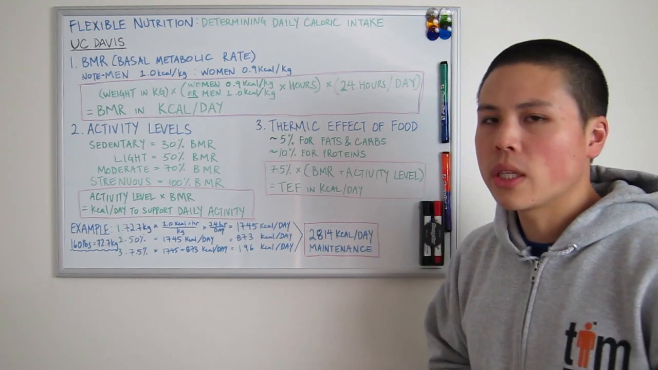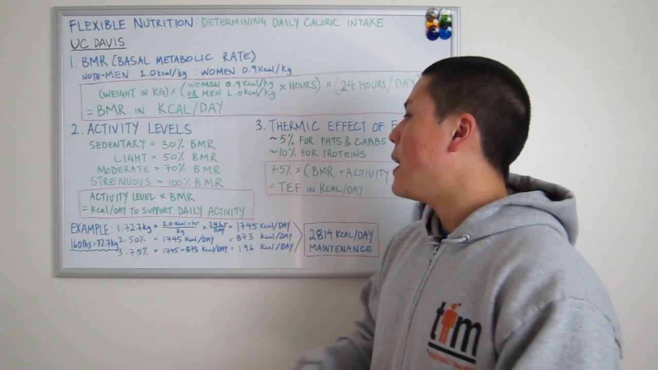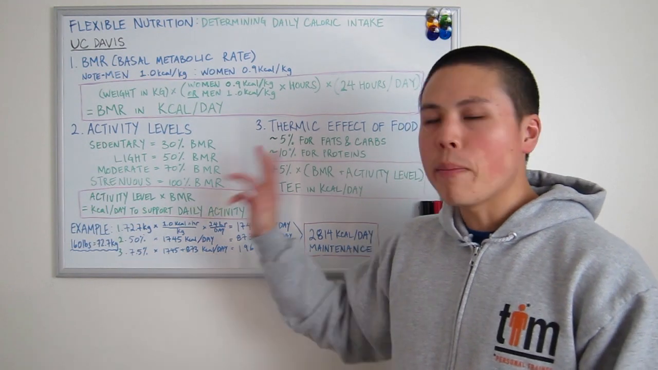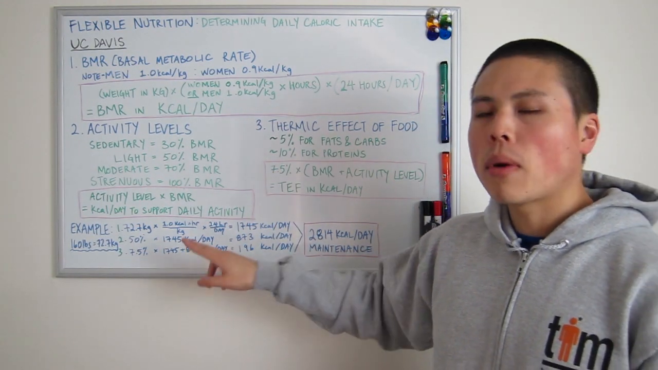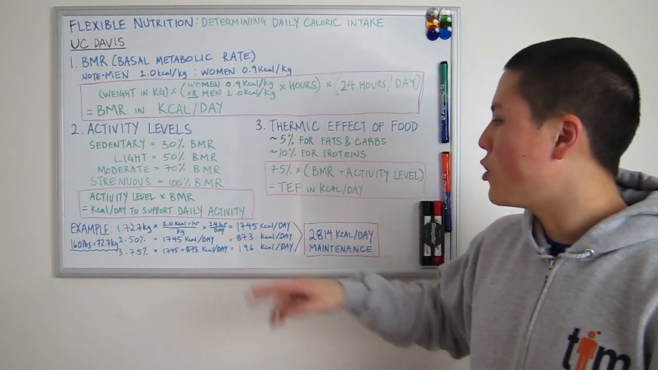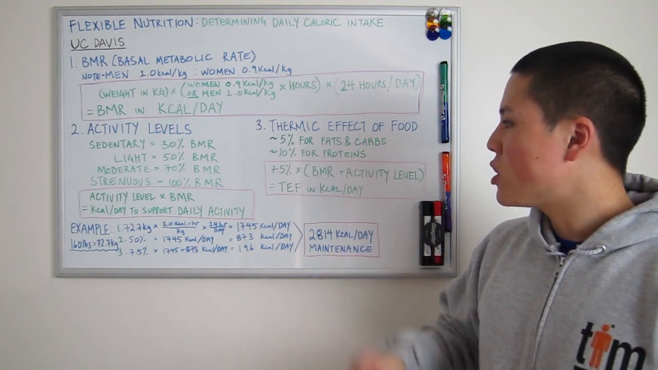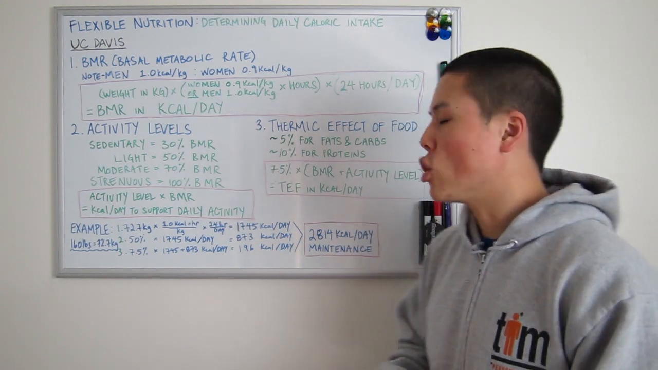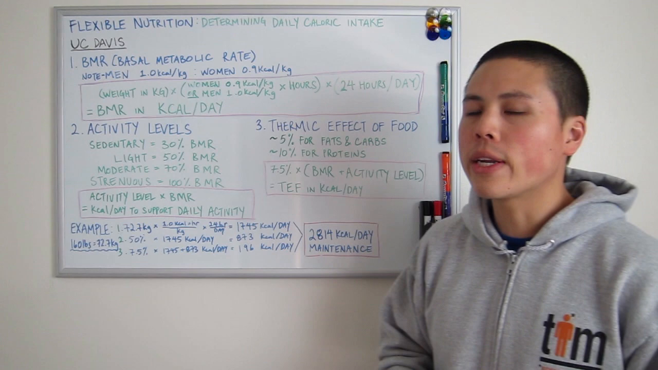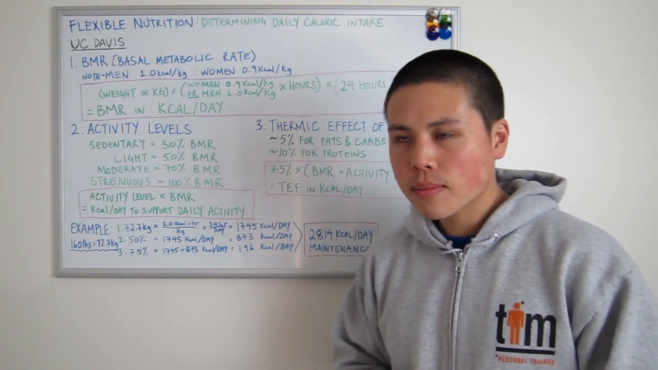Lastly, we'll take the thermic effect of food because I do like to eat. That'll be 7.5%. We'll take that midway point and multiply that by the sum of BMR and activity level, and that's 196 calories per day. So if you add those three things up, this is going to give you your calorie intake to maintain your weight. So that puts me at about 2,800 calories per day.